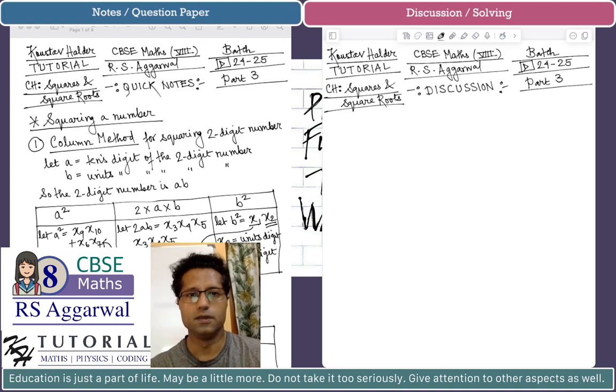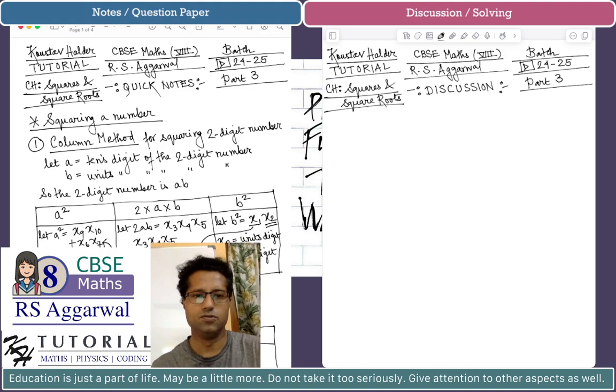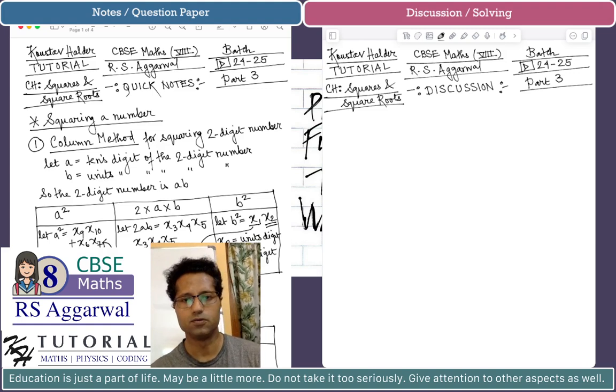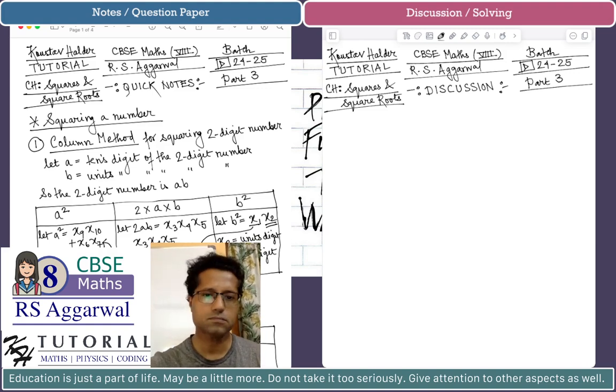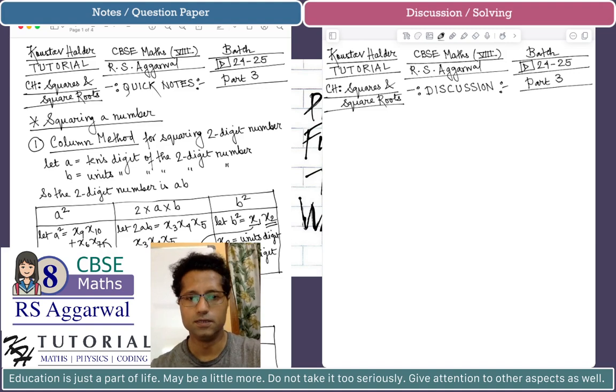Okay, so in this video we will learn how we find the square of a number. Mostly we will consider 2-digit numbers, and some methods will also work for more than 2-digit numbers. So the first method is the column method. This works for a 2-digit number. So let's say the 2-digit number is of the form AB, where B is the digit at the units place and A is the digit in the tens place, then how do we find AB square?